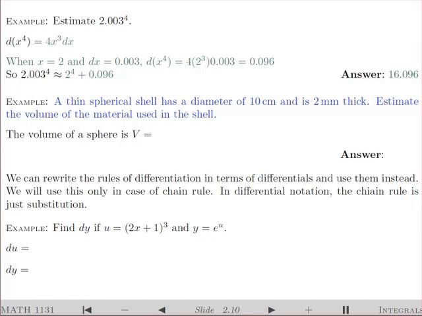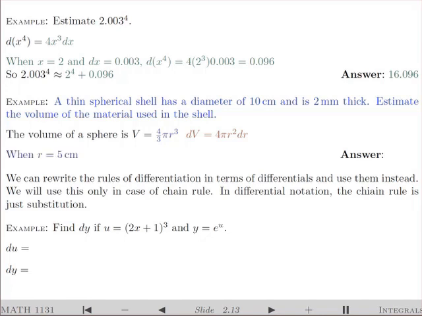Of course, you can calculate the inside volume and outside volume and subtract. To make a quick approximation using differentials, the volume formula for a sphere is 4/3 pi r cubed, where r is the radius. Its differential will be the derivative of 4/3 pi r cubed, which is 4/3 pi times 3r squared, or after simplification 4 pi r squared, times dr.